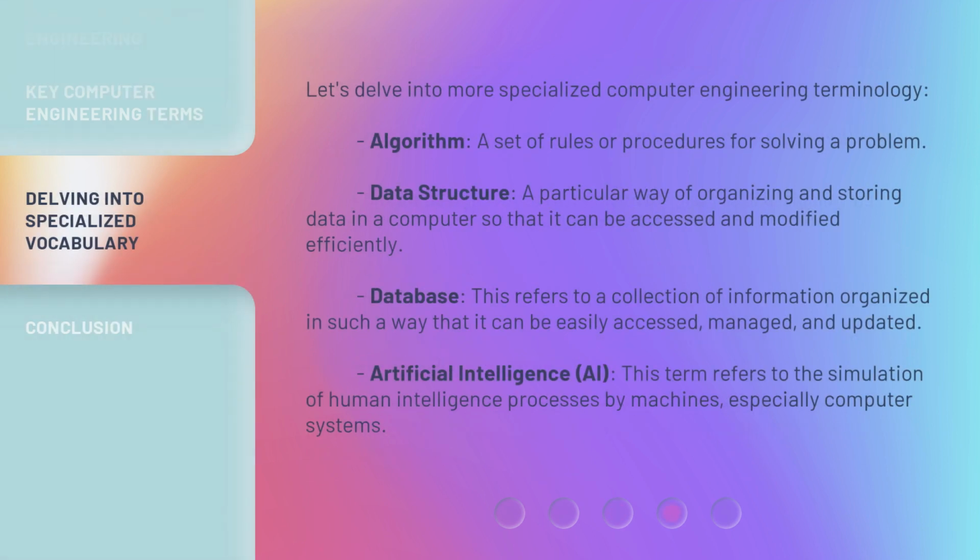Let's delve into more specialized computer engineering terminology. Algorithm, a set of rules or procedures for solving a problem. Data structure, a particular way of organizing and storing data in a computer so that it can be accessed and modified efficiently. Database. This refers to a collection of information organized in such a way that it can be easily accessed, managed, and updated.